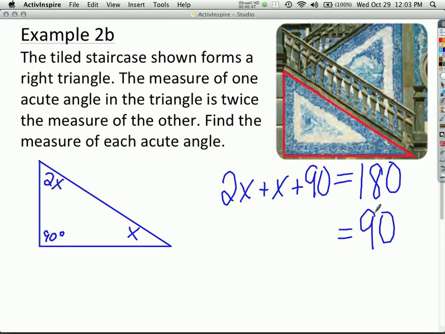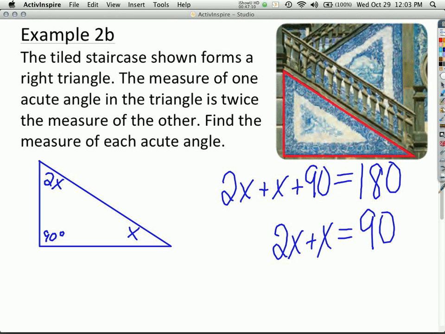What will be on the left-hand side? Kadir? 2x plus x. Is there any difference? Not really. Is one more efficient than the other? Probably. But will they both get you the same answer? Absolutely.